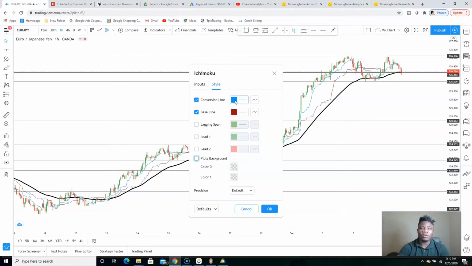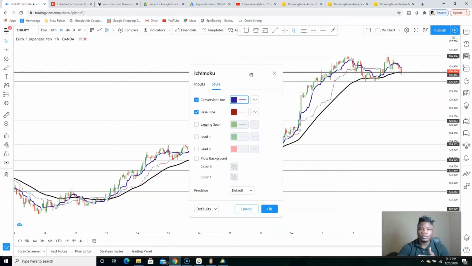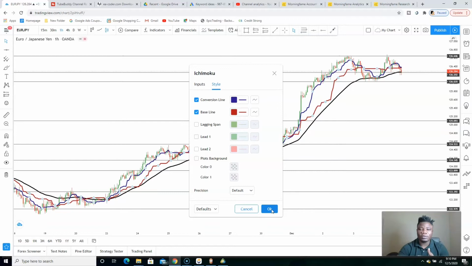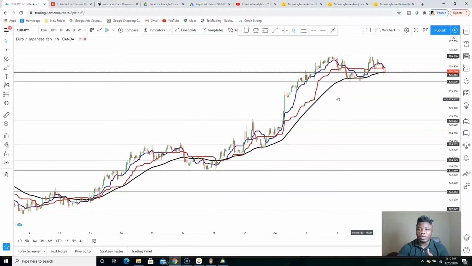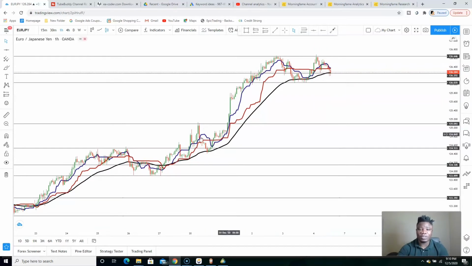So for me, I'll change the thickness, change it to the third one, and I'll change the color to blue. Change it to blue, and for this, I'll leave it at red. And I'll change the thickness, and you click on OK. And you're done. We're done with this Ichimoku cloud. Right now, we edited it. We removed all the extra stuff that we do not want.